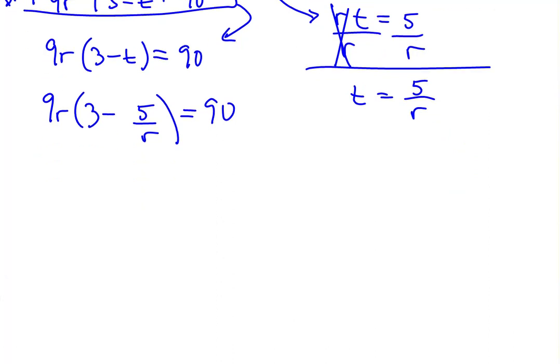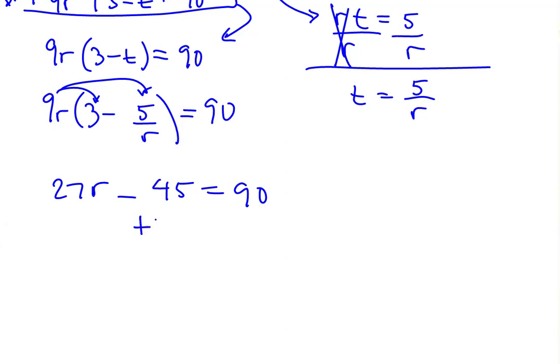Now, with this equation we have, which is 9r, open parentheses, 3 minus 5 over r, close parentheses, equals 90, we want to solve this for r. We can do so by multiplying or distributing the 9r into both terms inside the parentheses. That will give us 27r minus, if we multiply 9r times 5 over r, the 9 times 5 would be 45. The r would cancel with the r down below. In other words, it'd be like 45r over r, but then those r's would cancel and just be gone. So really it's just 45 equals, and then we have 90 on the other side. So we have 27r minus 45 equals 90.